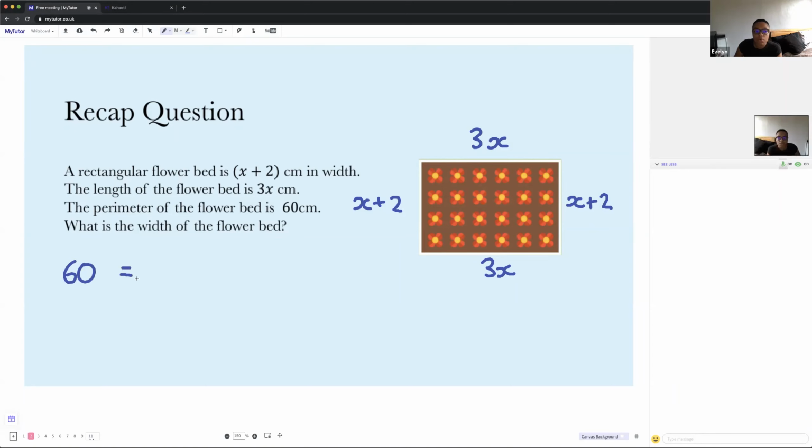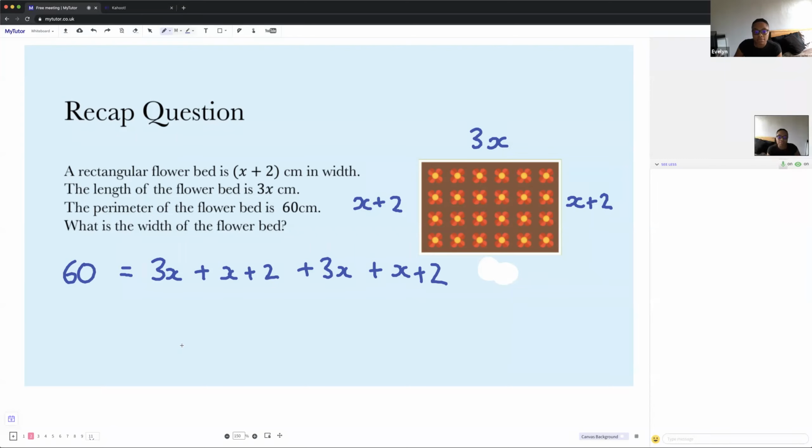So we can form a linear equation. We know that the perimeter is 60, and we know in terms of x, it will be 3x plus x plus 2 plus another 3x plus another x plus 2. Now, I'm just going to rub out this 3x on the bottom here so we don't get confused for a second. Right, so we've got this so far.